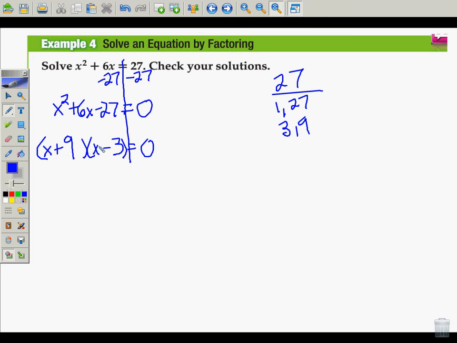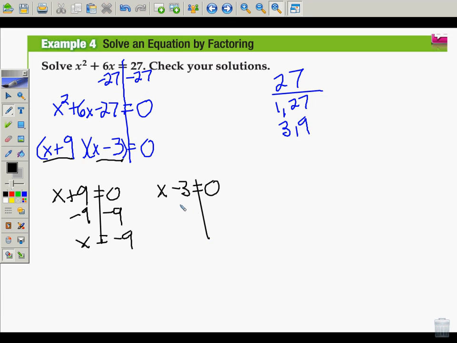Now what I need to do, and this is going back to yesterday's lesson, you take each of these pieces. Remember, our zero product property tells us if either of these pieces is 0, the whole thing is 0. Which means I set the first piece equal to 0, and I set the second piece equal to 0, and I solve them separately. For the first one, you'd subtract 9 from each side, you'd get x equals negative 9. Second piece, you'd add 3 to each side, you get x equals 3.